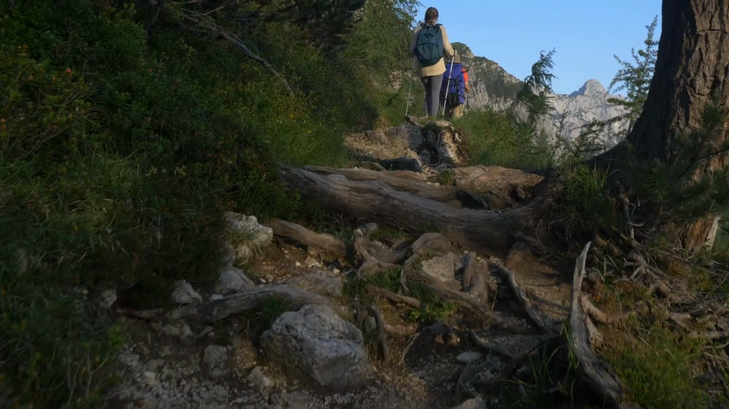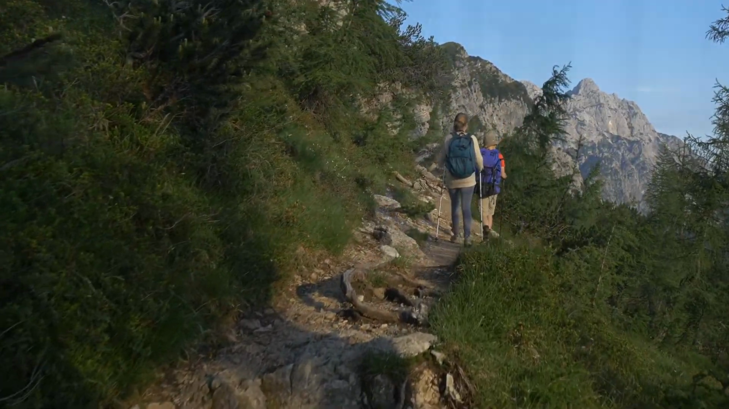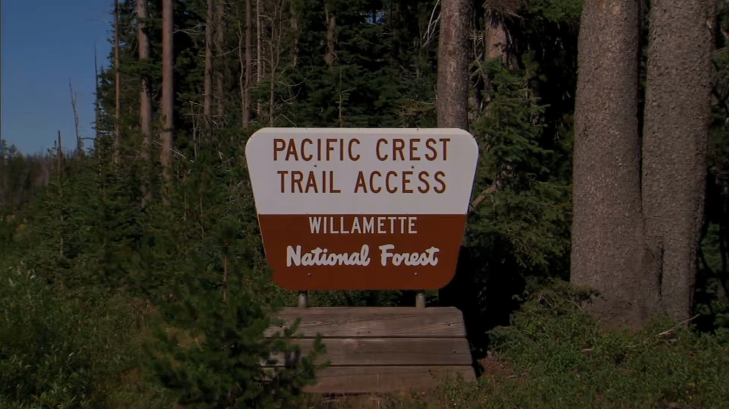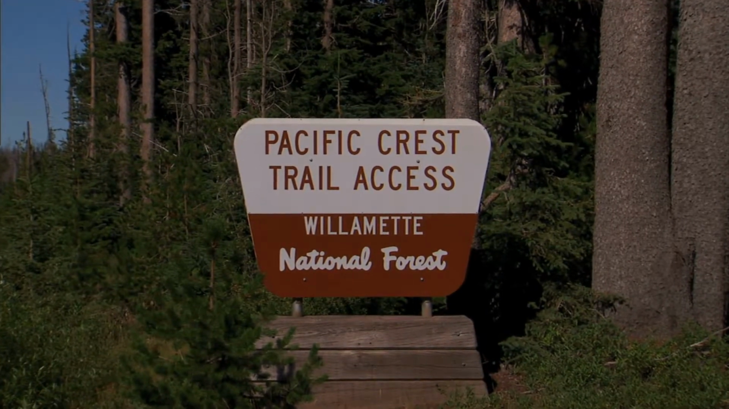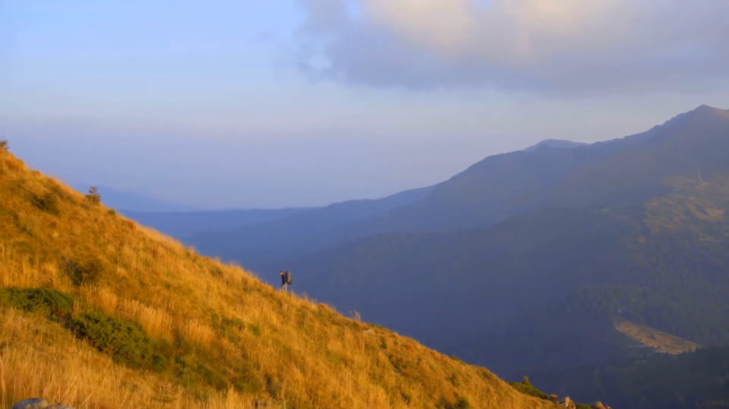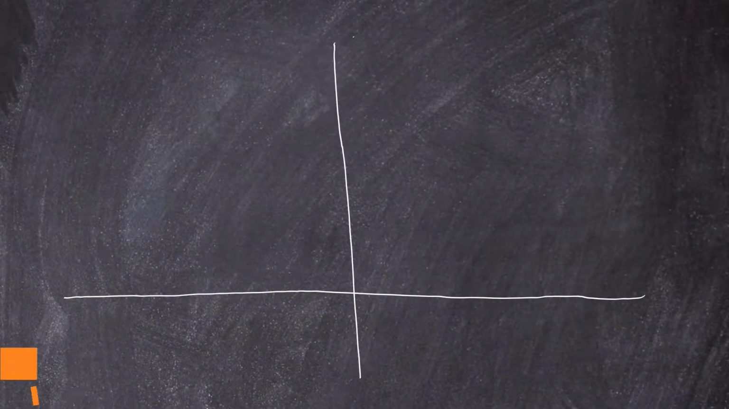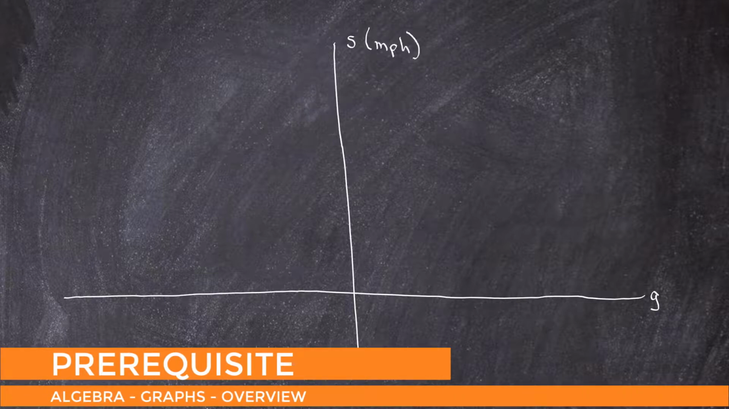I love to hike, and each spring break I hike roughly 80 miles on the Pacific Crest Trail over the course of about 5 days. The speed at which I hike depends on several factors, but one of the most important is the grade or the slope of the trail. The following graph shows my hiking speed based upon the grade of the trail.